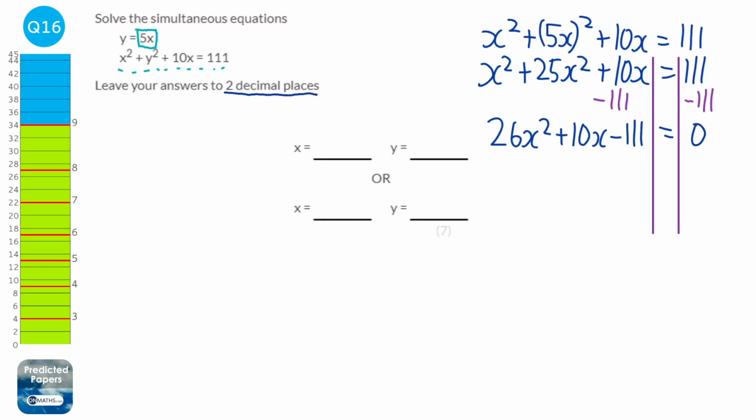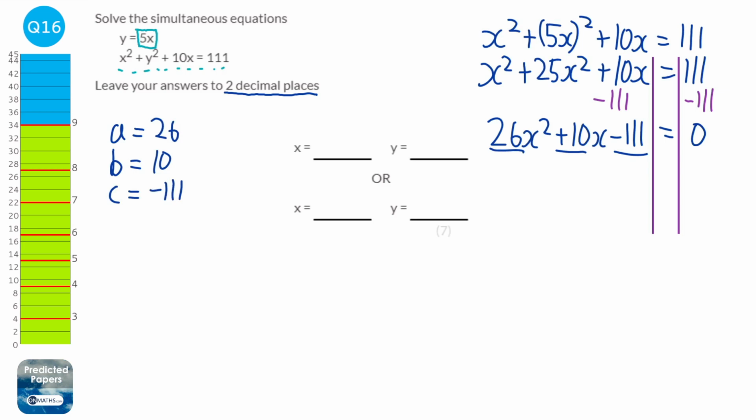Looking at the question, it says to 2 decimal places. It's a calculator question. Chances are we're going to be using the quadratic formula. So for the quadratic formula, we need to find out what a, b, and c are. A is the coefficient of the x squared, which is 26. B is the coefficient of the x, which is 10. And c is the number on its own, which is minus 111.